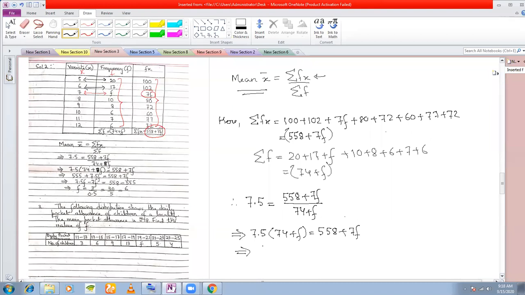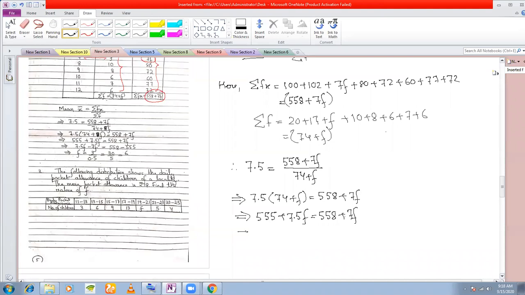74 into 7.5 is 555, plus 7.5f is equal to 558 plus 7f. Next, you take all the f's on one side. You have 7.5f minus 7f is equal to 558 minus 555. That means you get 0.5f is equal to 3.